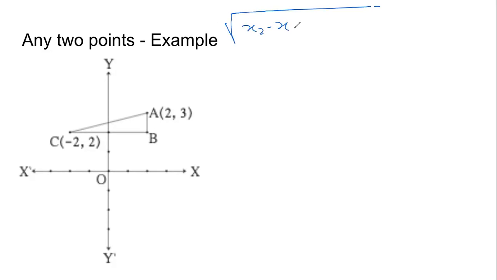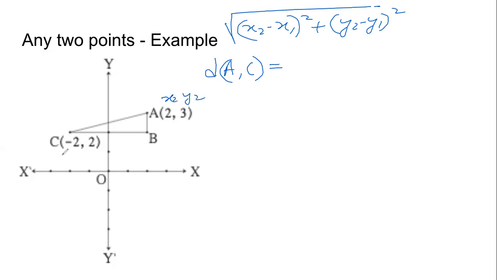x2 minus x1, y2 minus y1 square. So if now someone asks you what is the distance between A and C, suppose we call this x2 and y2 and we call this as x1, y1, it doesn't matter which is the first point, which is the second point, it doesn't matter.